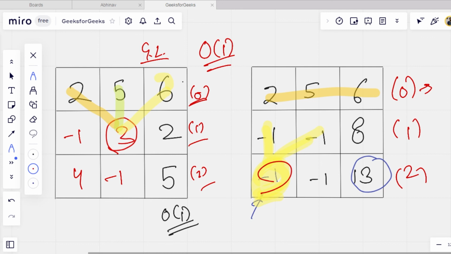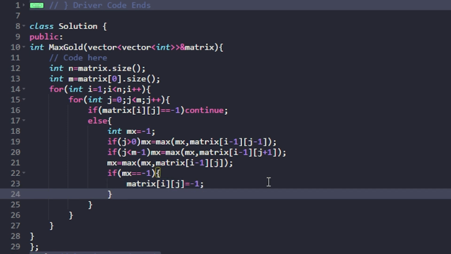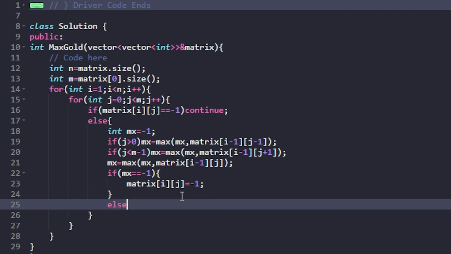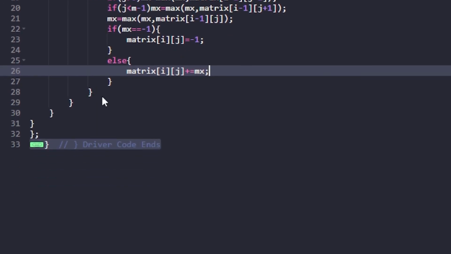So in case all the above blocks are -1, meaning one cannot reach that particular cell i comma j, I will make the value of that cell -1 for future reference, because we have to iterate through the matrix in the later levels also. Else, if it is not -1, then we will simply update the value: matrix[i][j] plus equals mx. This is what we have done.